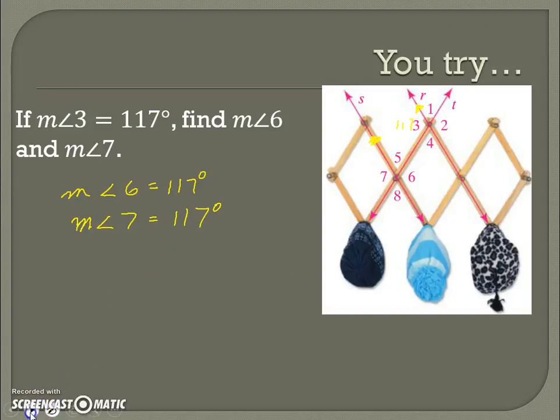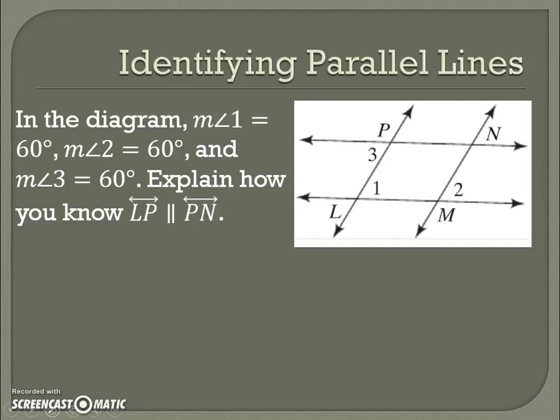Hopefully you found that. All right, so identifying parallel lines. It says in the diagram, the measure of angle 1 is 60 degrees, and angle 3 is 60 degrees. Explain how you know that LP and PN are parallel to one another.